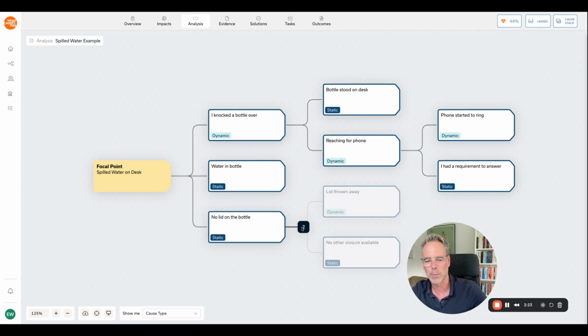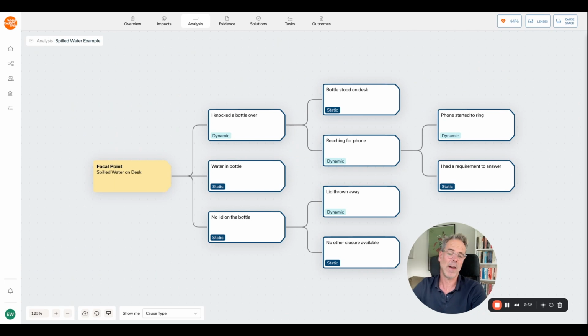And on our lowest branch here, of there being no lid on the bottle, once again that dynamic and static relationship repeats. There's no lid on the bottle because the lid was thrown away. Clearly that's an action. And the static cause is there was no other closure available. That's a condition of the environment. There was nothing else to close that bottle with. So in this simple example, we can see that relationship between static and dynamic causes repeating over and over again.